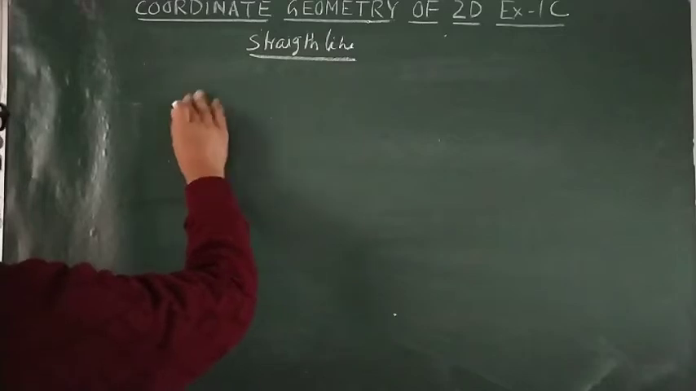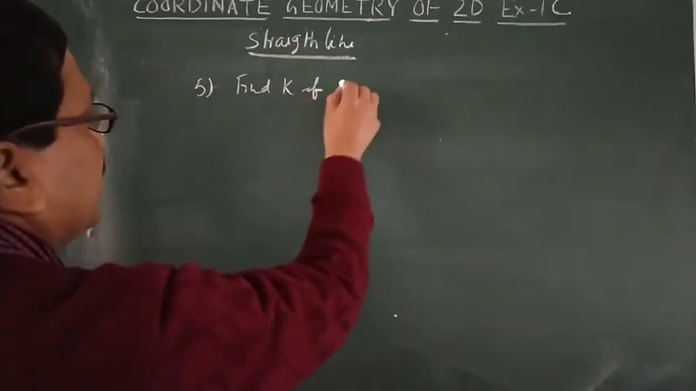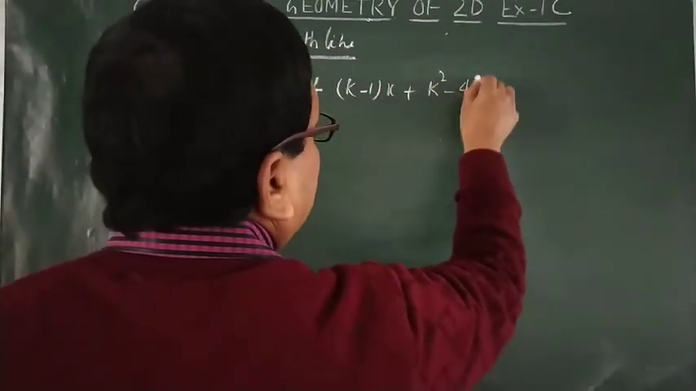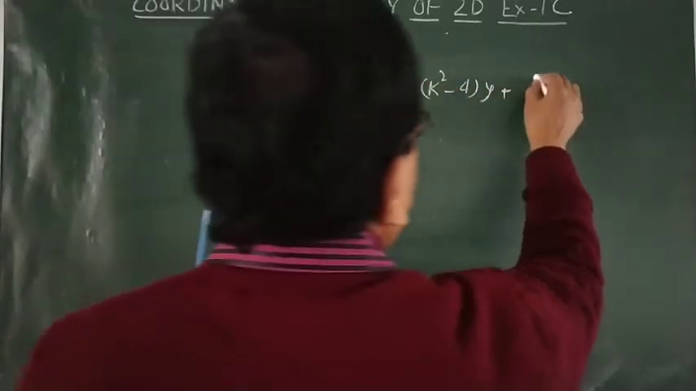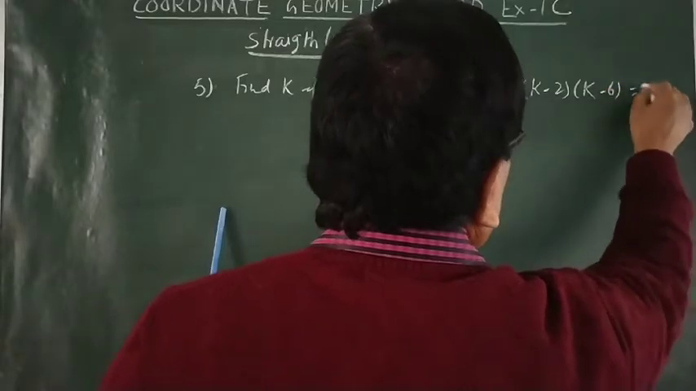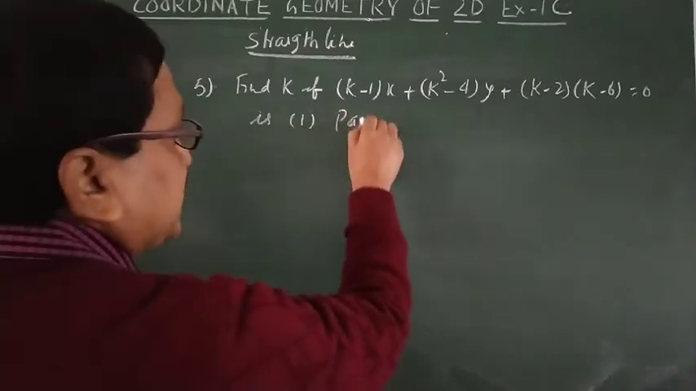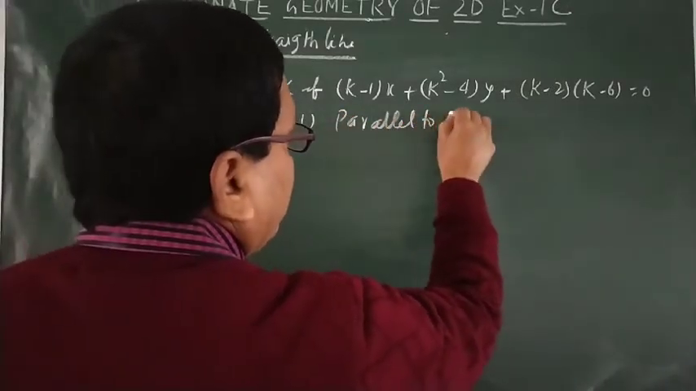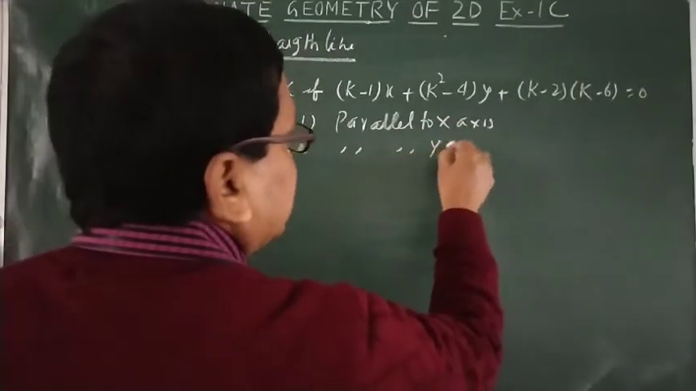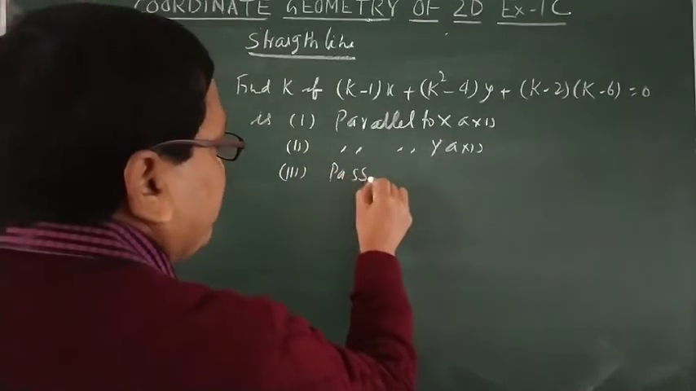Fifth problem, find k. Find k if the line (k minus 1)x plus (k squared minus 4)y plus (k minus 2)(k minus 6) equal to 0 is first parallel to the x-axis, second parallel to the y-axis, third passing through (0, 0).